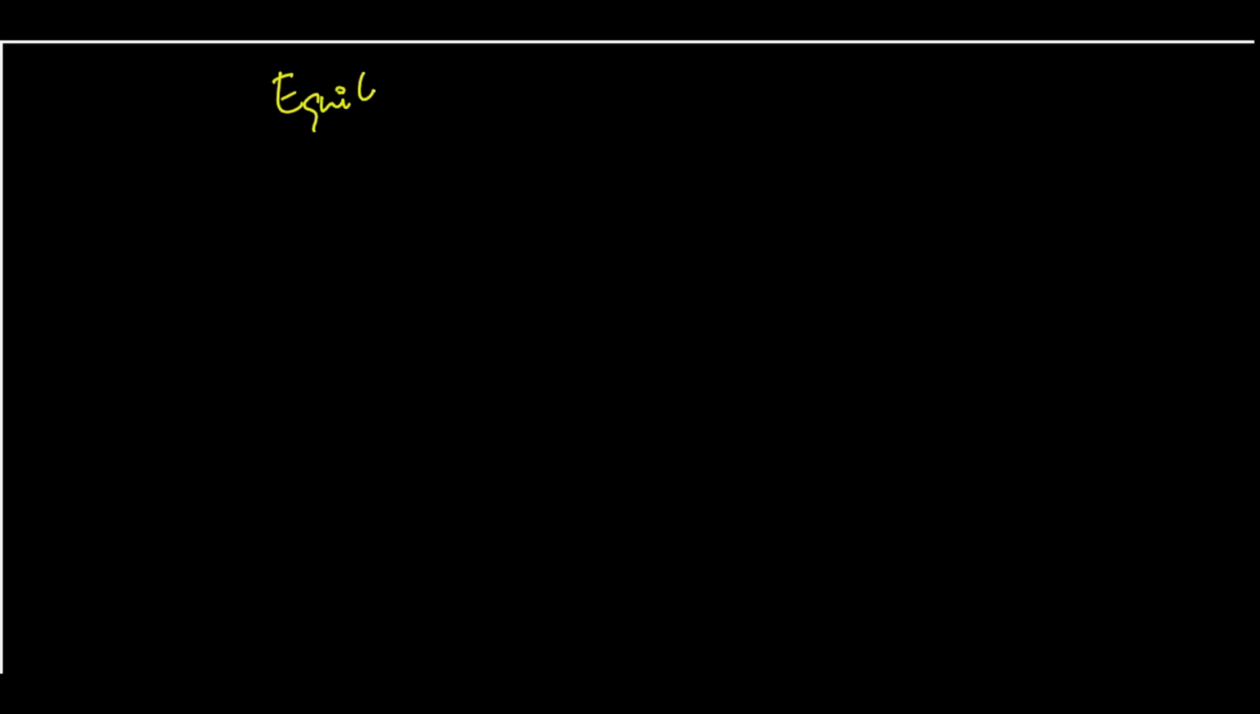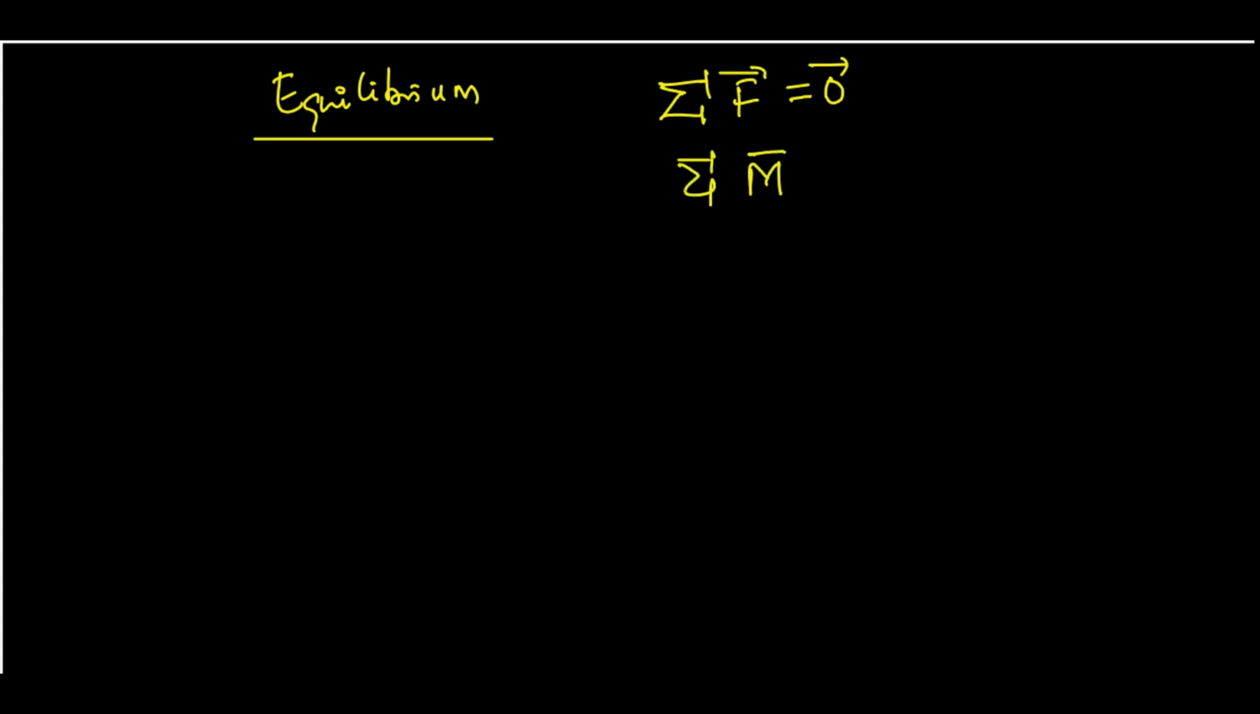Equilibrium of rigid bodies. Just like points, here also you have the sum of all the forces equal to 0. So sigma Fx equals 0, sigma Fy equals 0, sigma Fz equals 0. You also have, in the case of bodies, the sum of all the moments equal to 0. Okay.